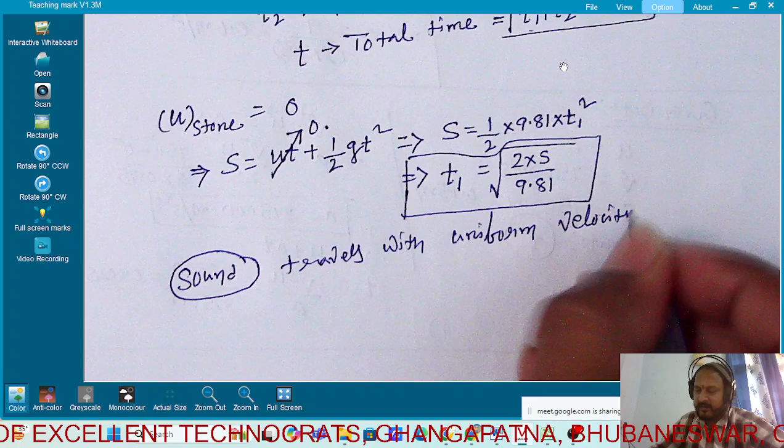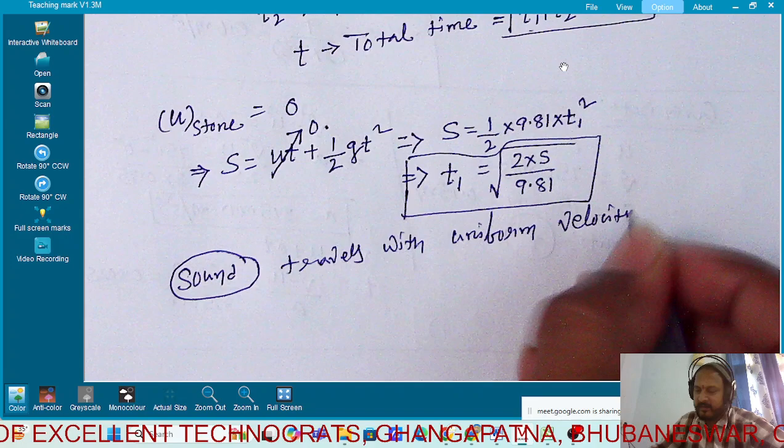So the equation is S is equal to U into T. Instead of U, we are talking about sound, so for sound, what velocity have we taken? See here, the first line: V, 360. So V into T2, because for sound we have taken T2. So T2 is equal to S by V.